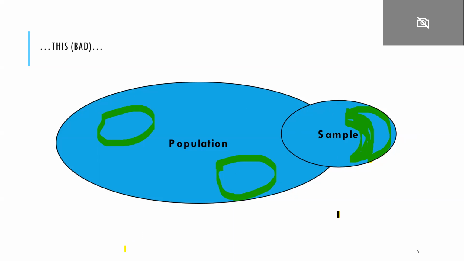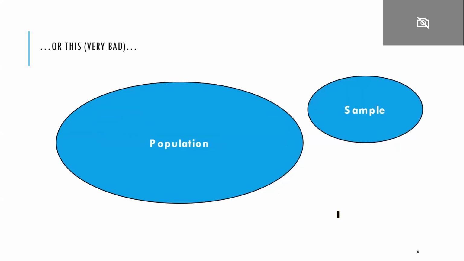Clear? Now this is also a very bad sample. Both are mutually exclusive, meaning no element is common between the sample and the population. Every time you select a sample, it should be from within the population, like this, not like this.